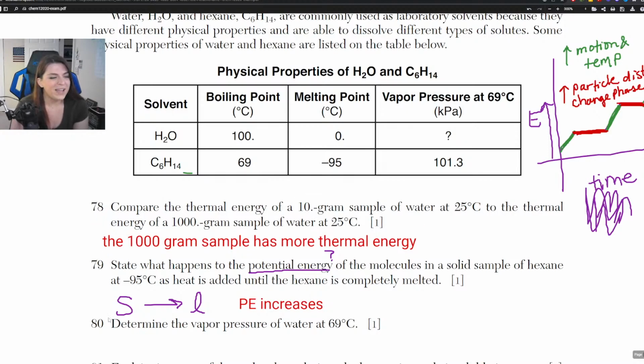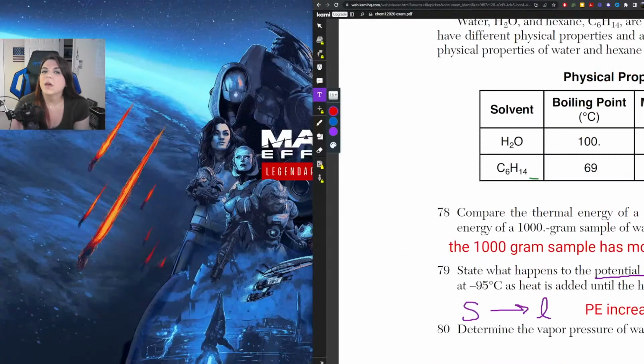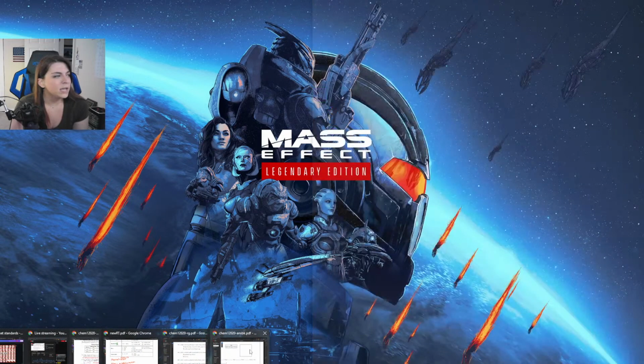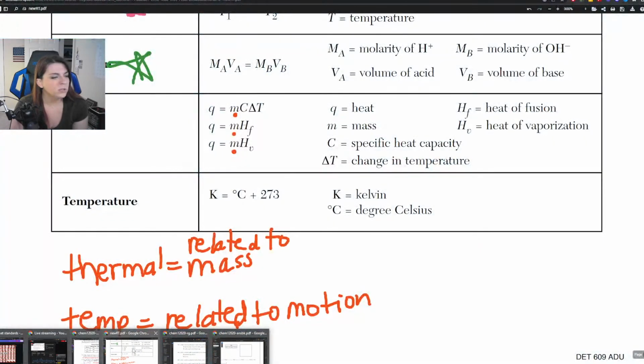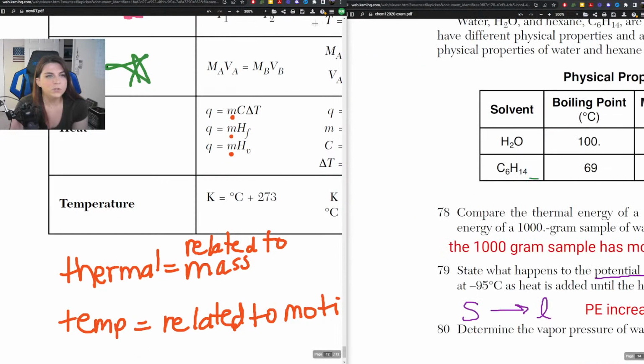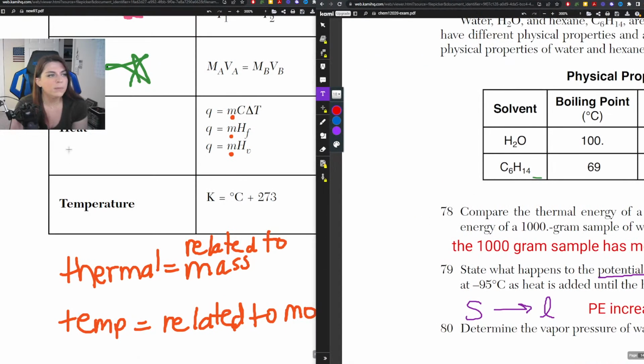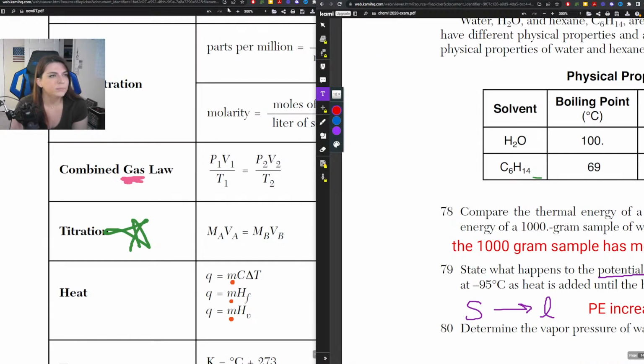Okay, next, determine the vapor pressure of water at 69 degrees Celsius. I don't know that they have to use every reference table, but it looks like on these tests they are using pretty much every reference table, so maybe check them off as you go.